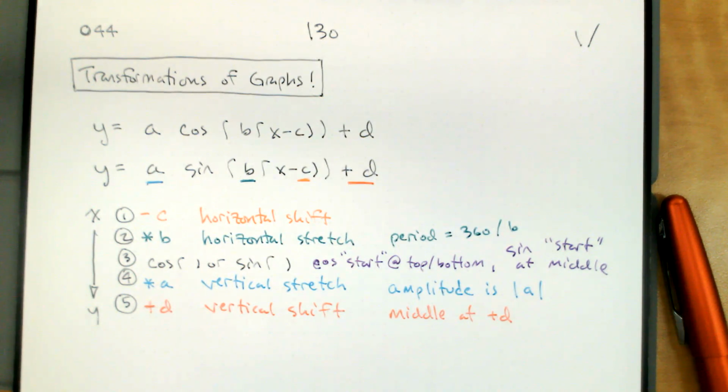If we're going twice as fast, one period will be 180 instead of 360. If we're going 4 times as fast, the period will be 90 instead of 360.